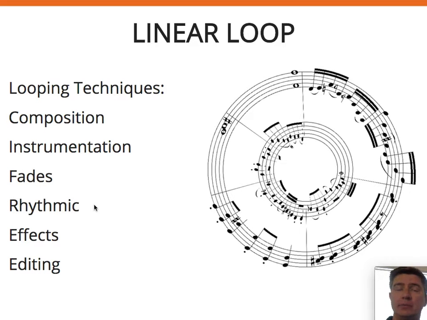Rhythmic material is a whole lot easier to loop. Drum loops are a lot easier than string sections to loop. Because of, again, the sharp attacks, the highly rhythmic divisions of the music allow for easier loops.